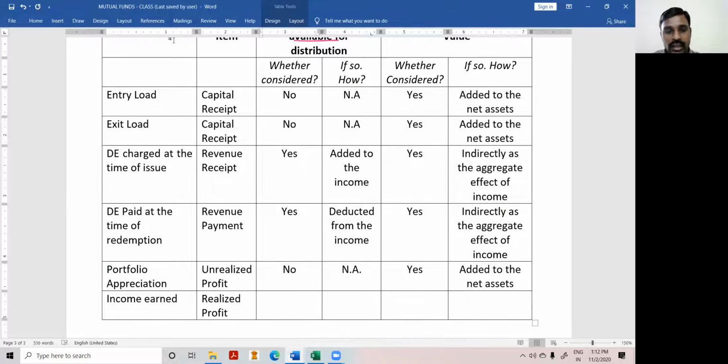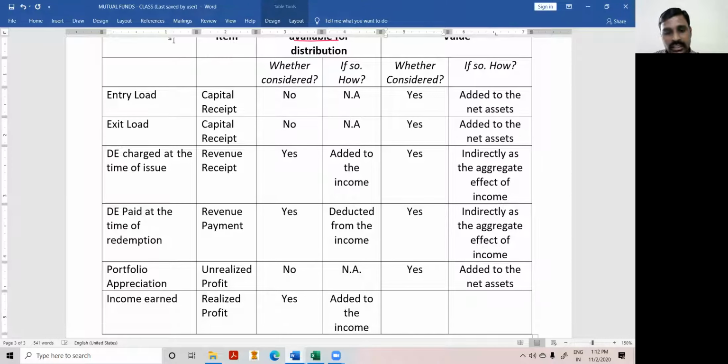So whether it is considered, yes. How is it considered? Added to the income. Whether it is considered, yes, indirectly as the aggregate effect of income. The aggregate effect of income will be reflected in the balance sheet.